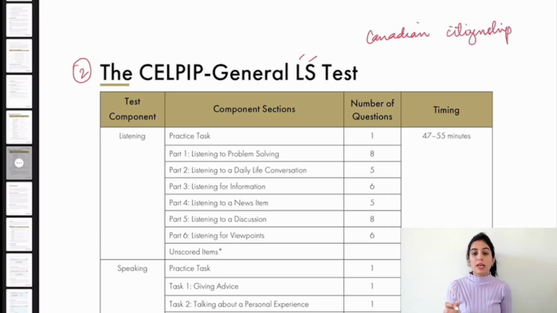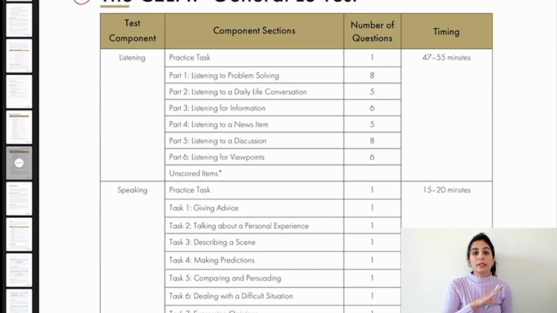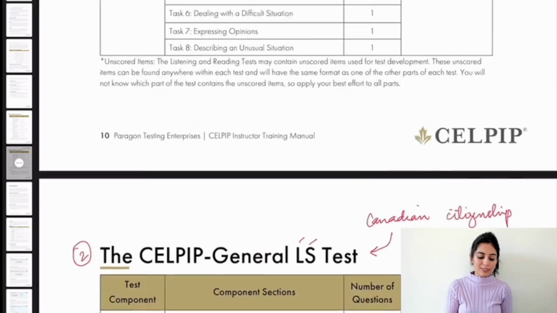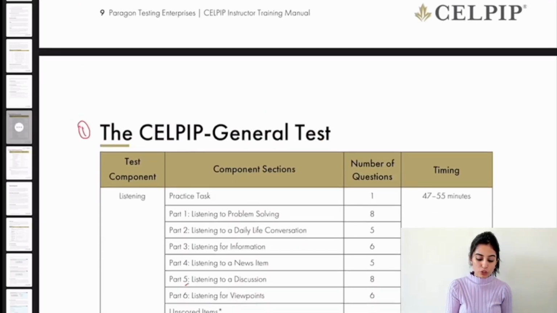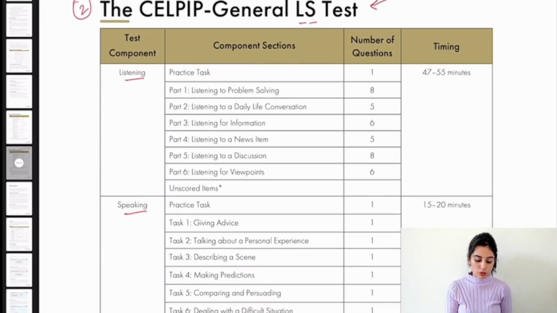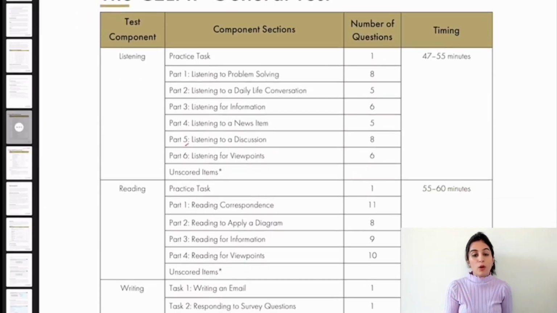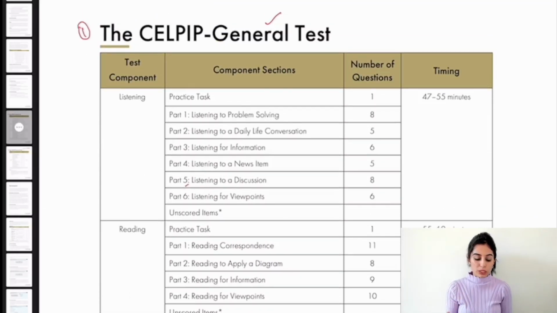So if you're applying for your Canadian citizenship, you'll have to take the general LS, wherein the format, the types of question, everything is exactly as the CELPIP general test. However, here we are just focusing on listening and speaking as the name of the test suggests. So the number of questions, the timings, everything remains the same. So let's get started with the format of the CELPIP general test.